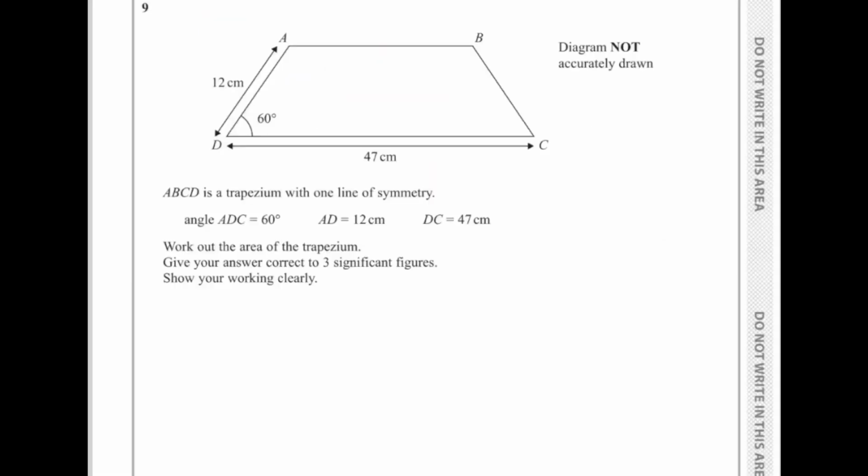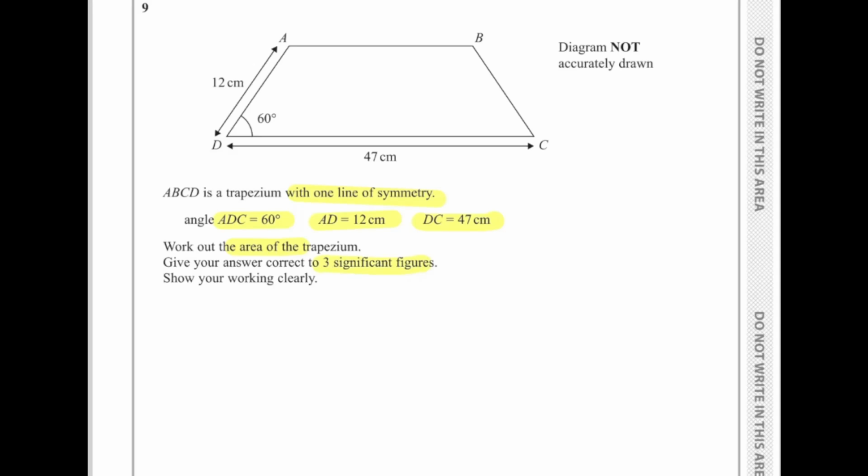Question 9. ABCD is a trapezium with one line of symmetry. That is such a significant statement here. One line of symmetry, just underline it. Angle ADC 60 degrees, AD 12 centimeters, DC 47 centimeters. Work out the area of the trapezium. So we need to get the area of the trapezium. Give your answer correct to 3 significant figures.